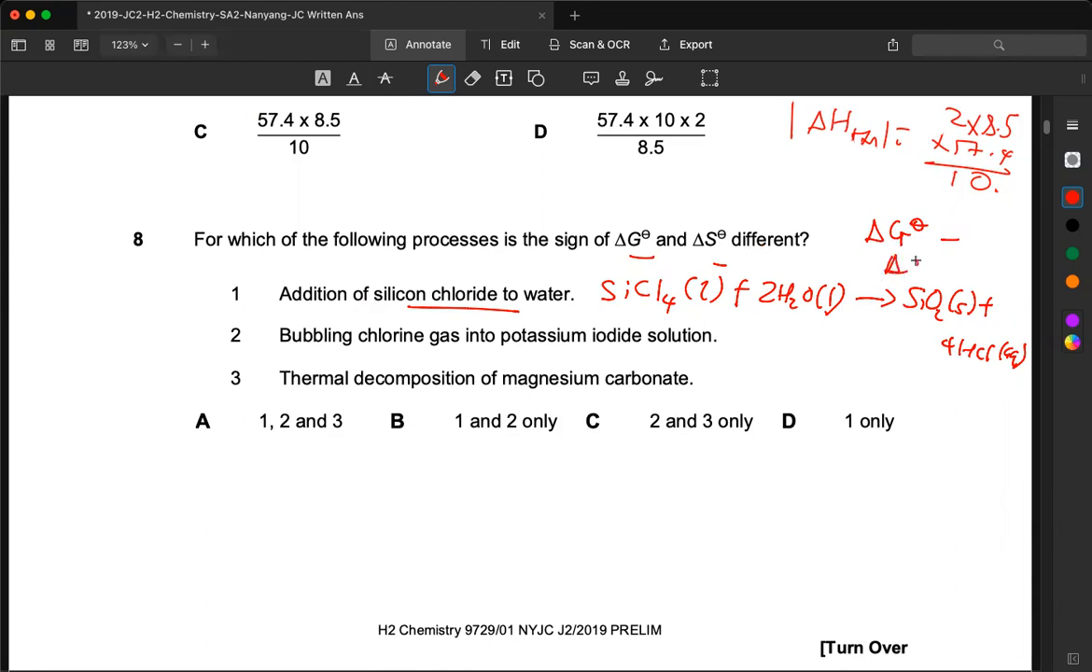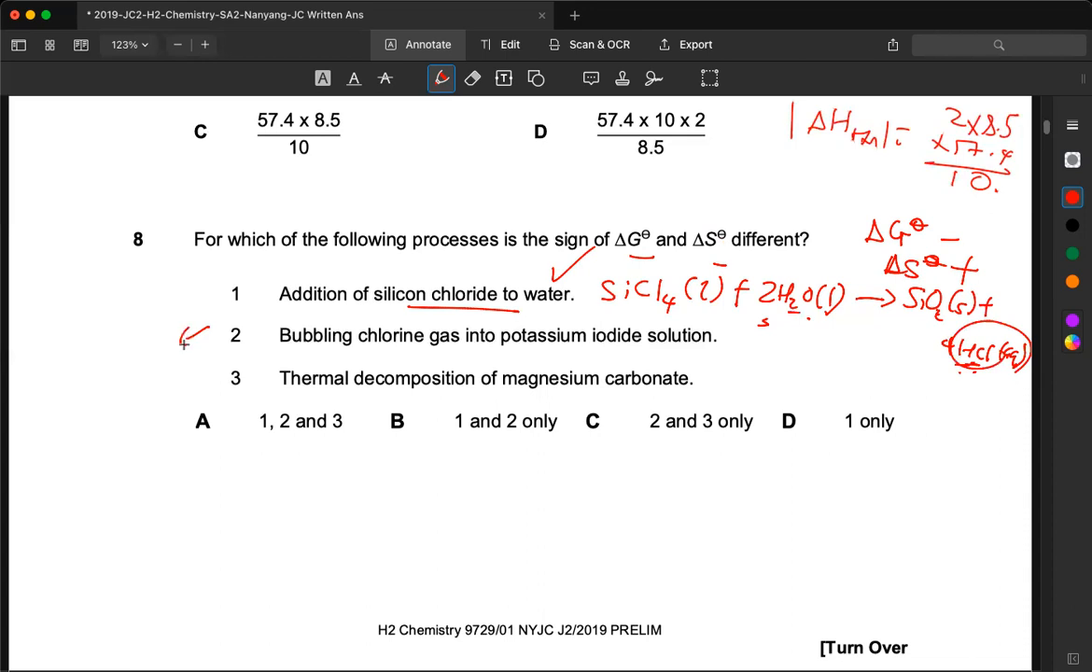But for delta S, in this case, you have 3 liquid becoming a solid. So you have 3 on one side, but you are forming 4. It is more disordered because you are forming more products, so it is positive. So they are different signs. You give a tick because there is more entropy, because more products.